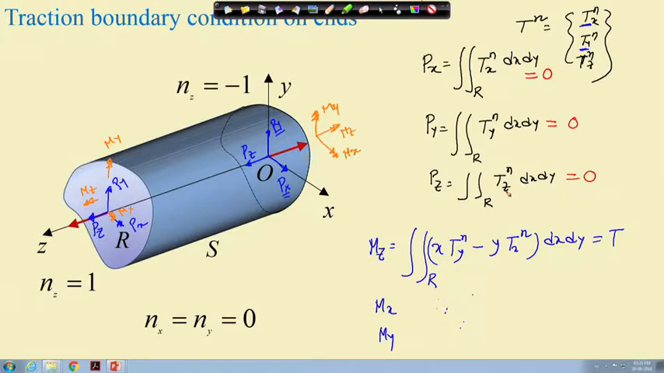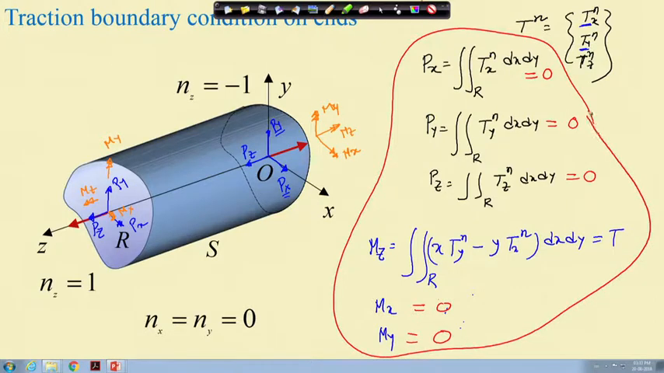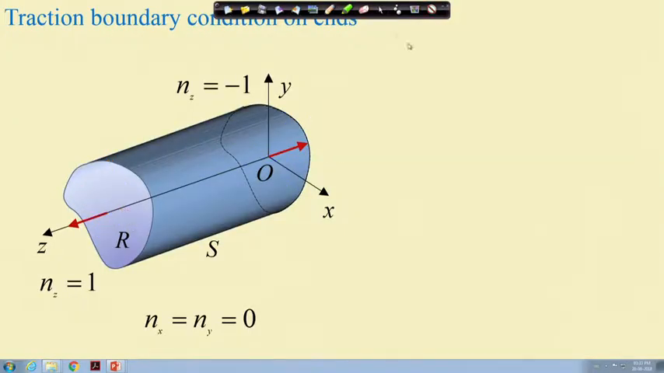The only moment being applied at this section is about the z axis, which is the torque, but no other moments are being applied at this end. So, mx will be 0 and my will be 0. So, these are the boundary conditions, or traction boundary conditions. The entire thing is the traction boundary condition we have at both ends. So, total 6 conditions. All the forces are 0, mx and my are 0, and mz will be the externally applied torque. Okay.